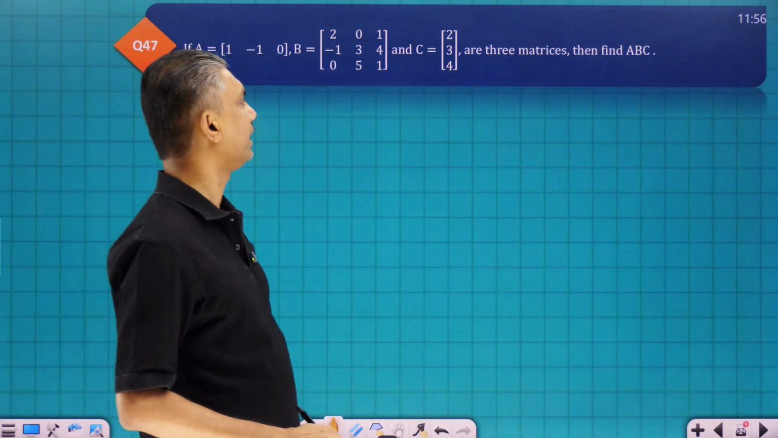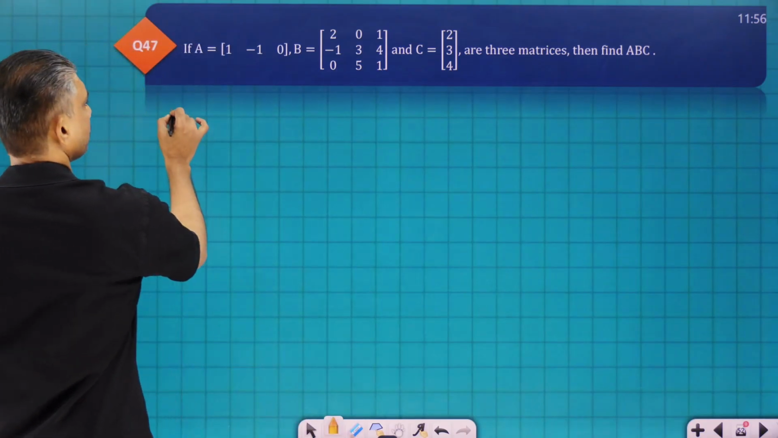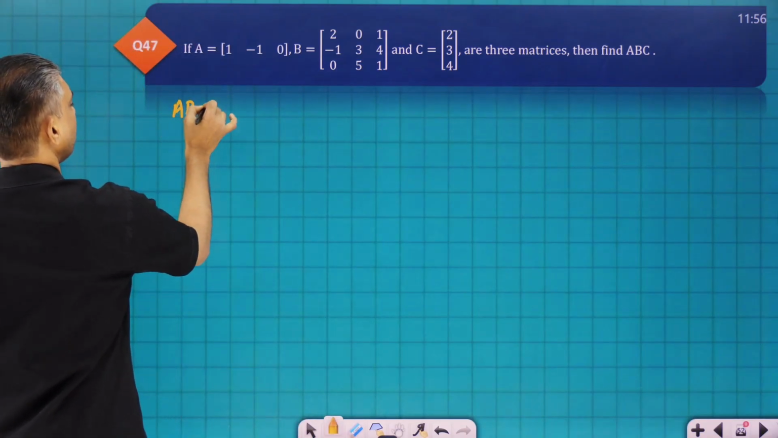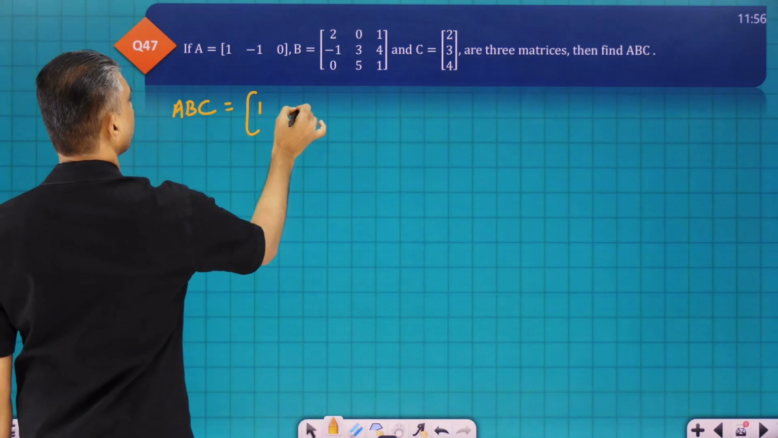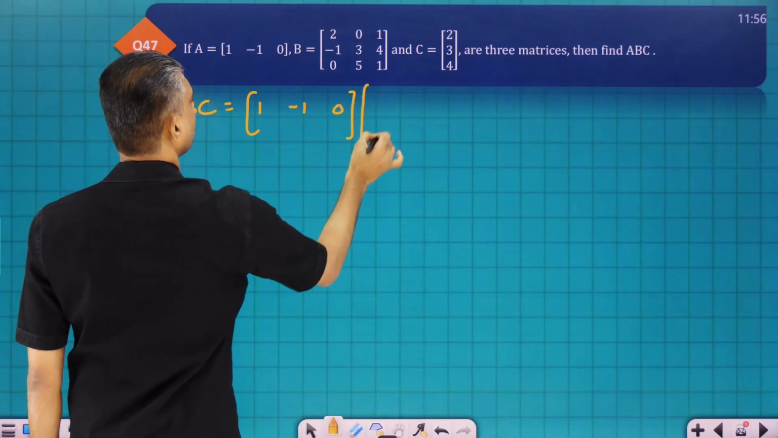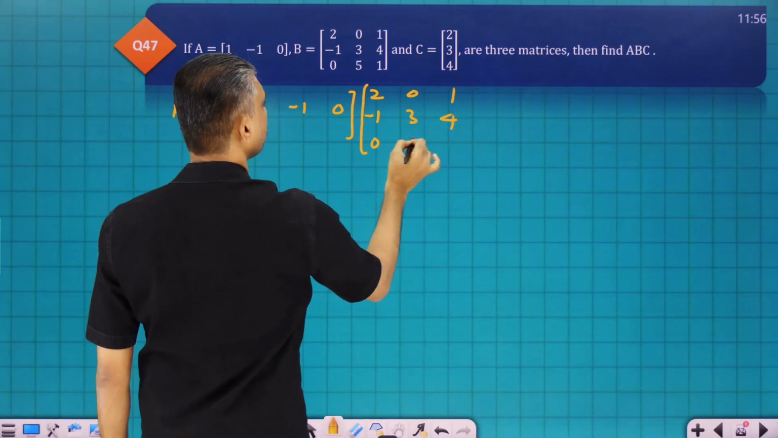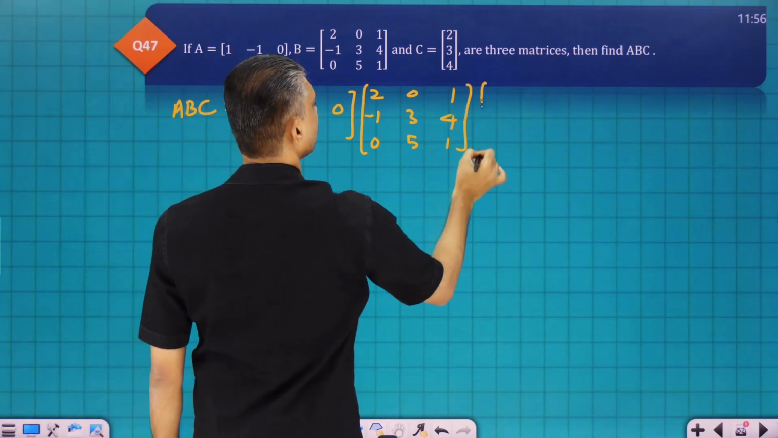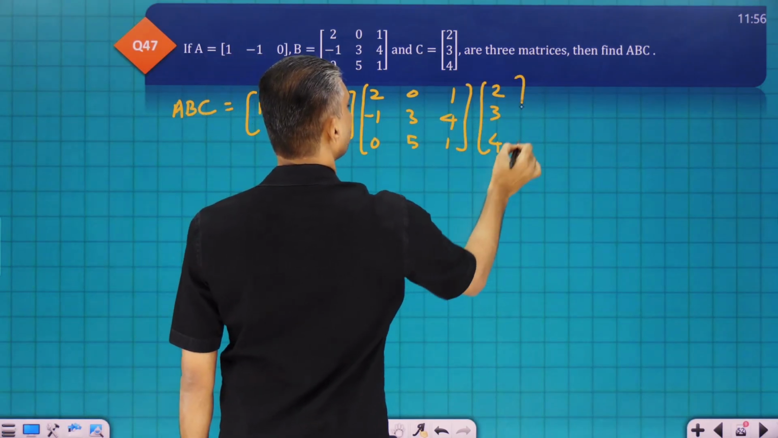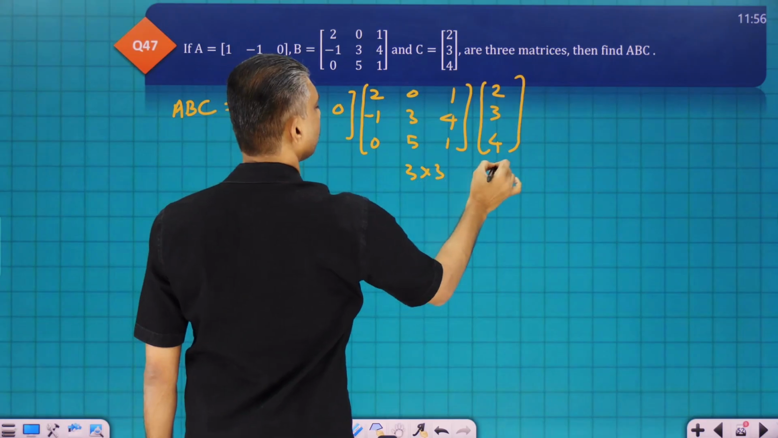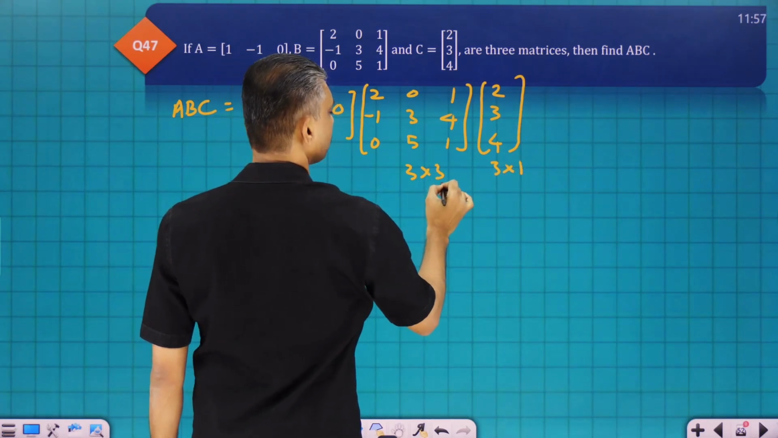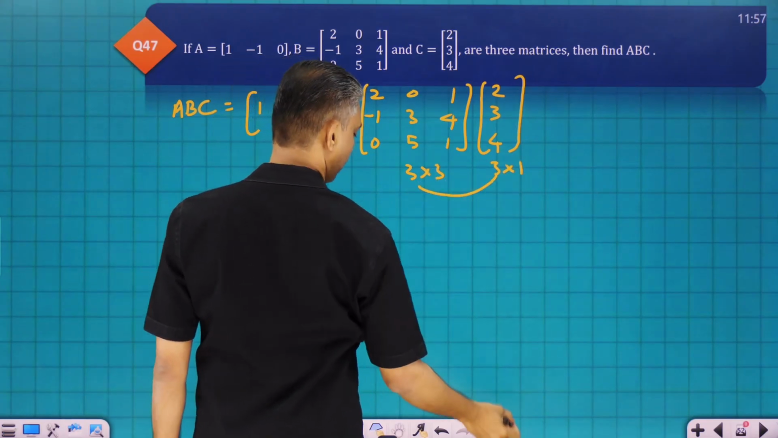47. So this is to find A, B, C. It's very simple. See, A, B, C is equal to the row matrix 1, minus 1, 0 into the matrix 2, 0, 1; minus 1, 3, 4; 0, 5, 1 into the column matrix 2, 3, 4. This is 3 by 3 and this is 3 by 1. So the answer will be what? 3 by 1.